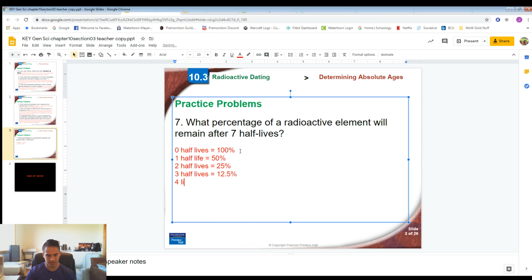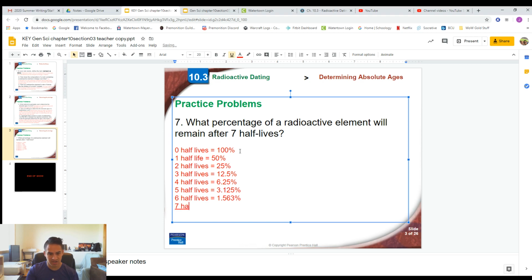Okay, I might need to get a calculator here to do this math. At 4 half-lives, I'm going to start doing this on my calculator. So let's take 12.5, divide that by 2. So we have 6.25%. At 5 half-lives, we'll take 6.25, divide that by 2. 3.125%. At 6 half-lives, we'll divide that one in 2. And we'll just keep it at 3 decimals, I guess. 1.563%. And finally, at 7 half-lives, we'll take that, divide that in 2.